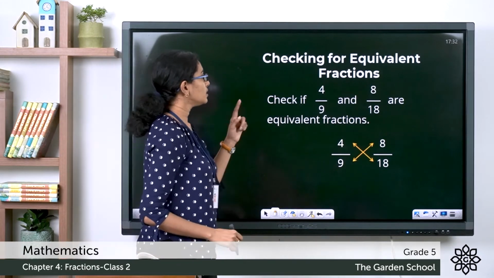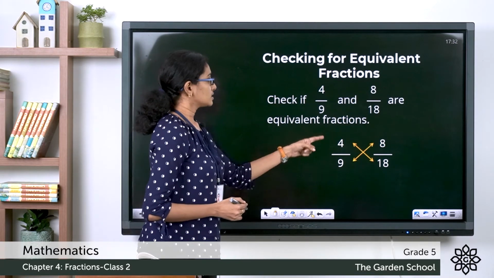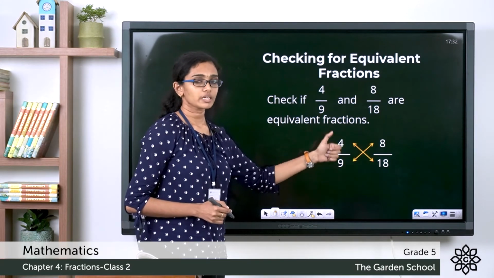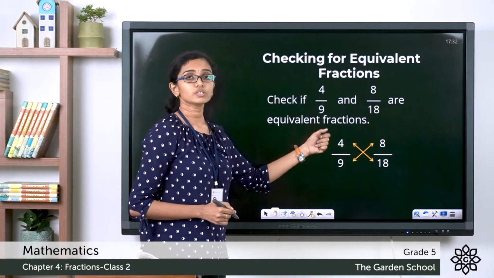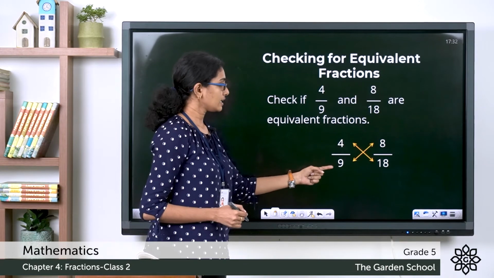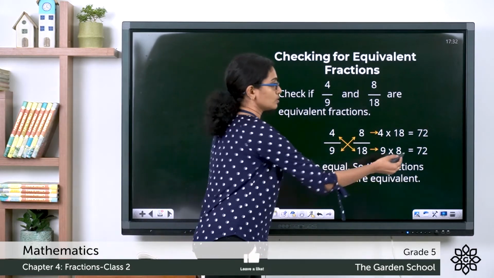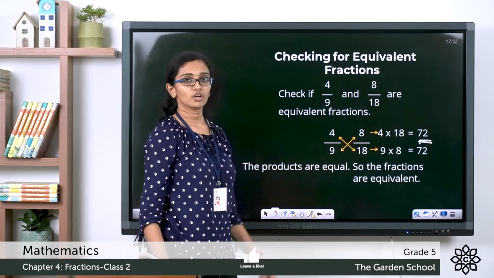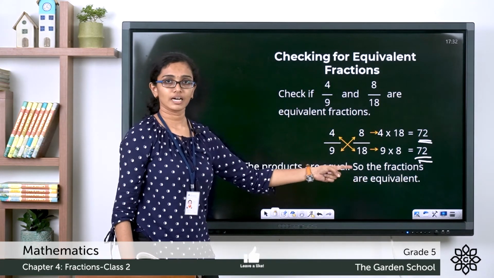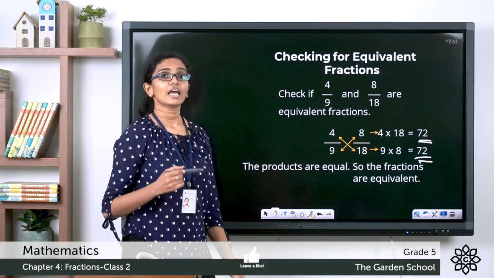Let's see that with an example. Check if 4 by 9 and 8 by 18 are equivalent fractions. See, what are the fractions given in the question? 4 by 9 and 8 by 18. How do we check if they are equivalent? We have to use cross multiplication here. So we are going to cross multiply 4 into 18 and 9 into 8. What is 4 into 18? 4 into 18 gives you 72. And what is 9 times 8? It is also 72. So we see both the products are the same. So we can say the fractions 4 by 9 and 8 by 18 are equivalent.